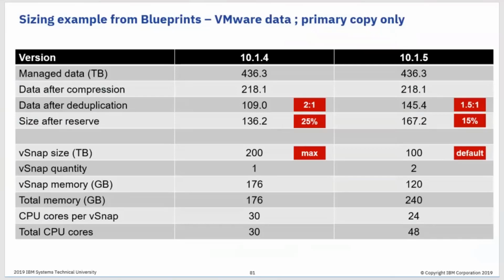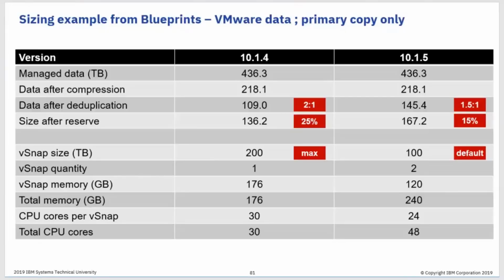Again, notice that the vSnap size chosen was 200 in 10.14. That was the maximum size that we recommend, and now we're recommending the default, which is just one stop below that in photography terms, or 100. So that means in 10.14, to store this 136 terabytes of data, you needed one vSnap that's 200 terabytes, and obviously now you need 100 terabytes. And you can see the memory calculations. Before you needed 176 gigabytes, now you need 2 by 120 or 240. You can see the total CPU cores.